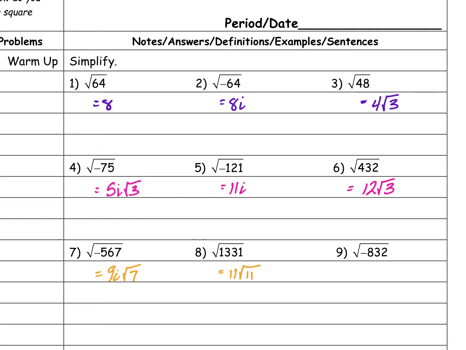And number 9 is 8i square root of 13. Okay? So just factor them, right? Okay.